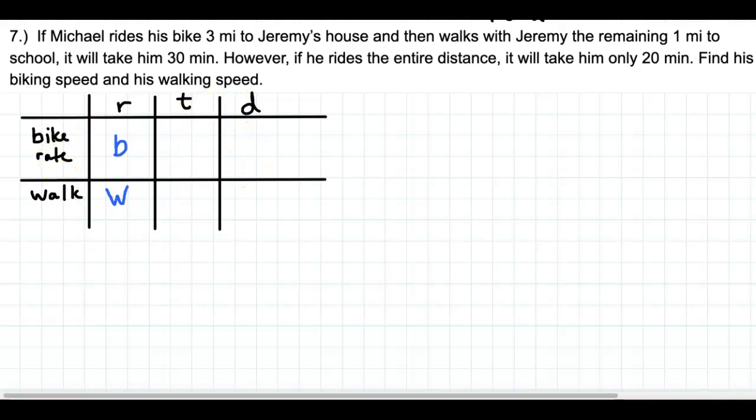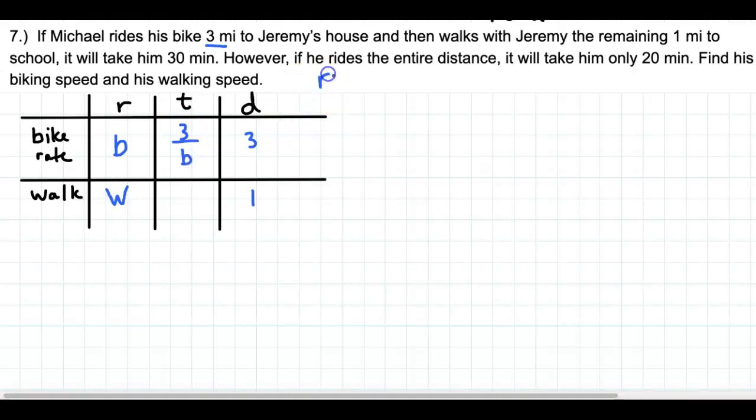So on the bike, he rides 3 miles, right? So that's on the bike, 3 miles. And on the walk, it's just 1 mile. So for time, that would be distance over rate. You could write that as 3 over B.